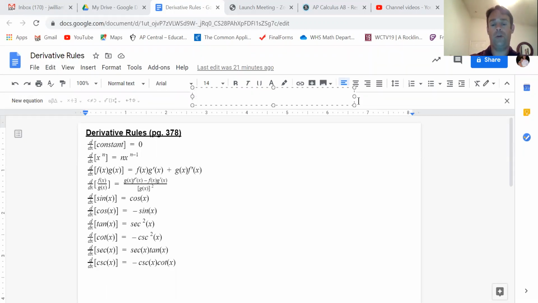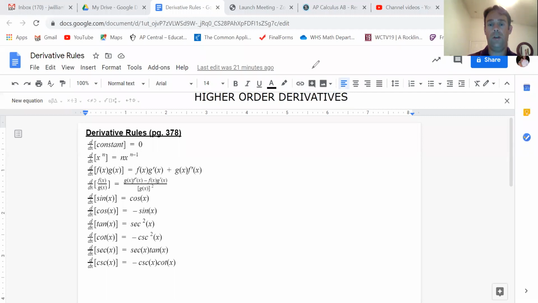And let's write out what these are here. We've been doing first derivatives. Today, we're going to look at higher derivatives. So we're going to get past this idea of first order derivatives, and we're going to get to some higher order derivatives.